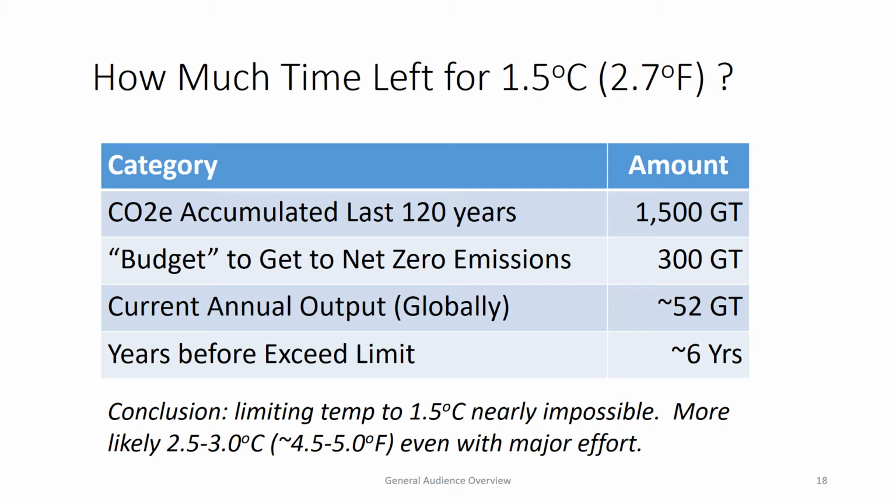So the conclusion is this. It's going to be nearly impossible to hold the temperature increase to 1.5 degrees. It's more likely 2.5 to 3 degrees, which is 4.5 to 5 F, even with a major effort. Now, the COP26, which recently concluded, has a number a little bit less than that, but it's a major effort no matter what, even to get to, say, 2.5 to 3 degrees.